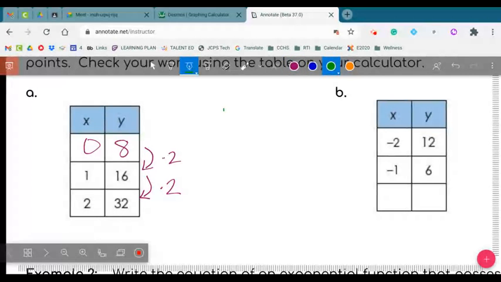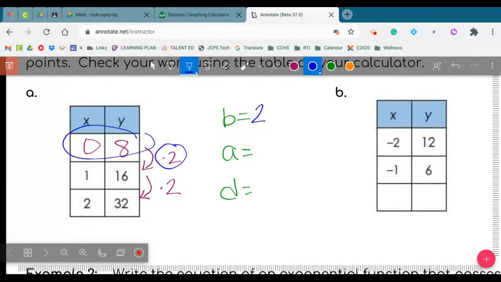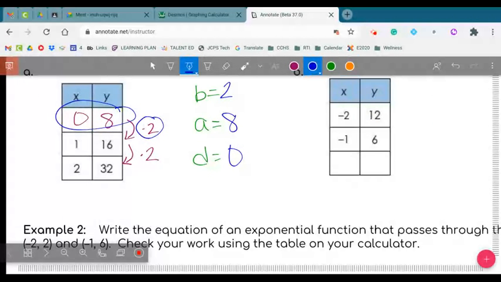So we need to find our b, our a, and our d value. Our b value is our common ratio, so that's 2. Our a value is our y-intercept, which is 8, and our d value will always be 0. Then I write my equation. y equals 8 times 2 to the x plus 0.